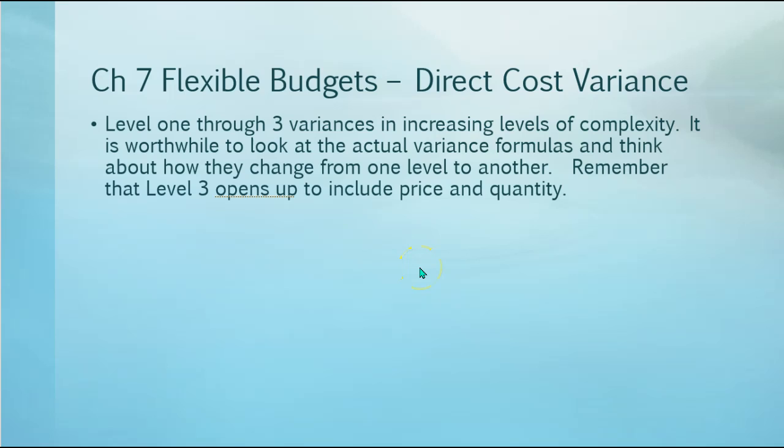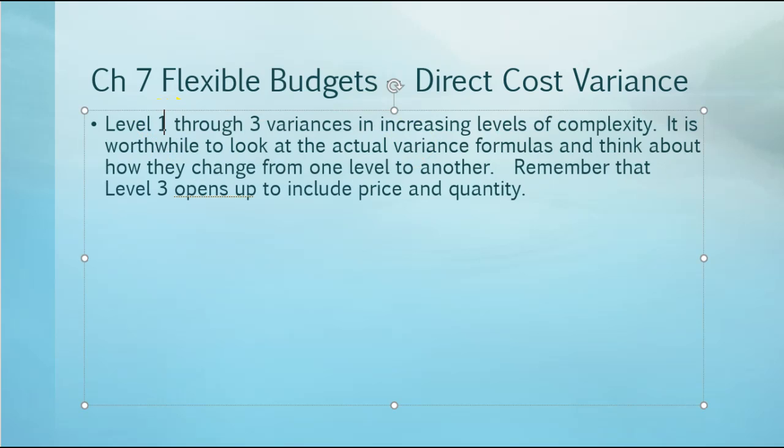Now, for Chapter 7 on flexible budgets, when you go back through this, it might get easier for you because you'll start to notice some of the differences between the variance levels. Okay, level 1 through 3 variances are in increasing levels of capacity or complexity. Okay, that's what they are.